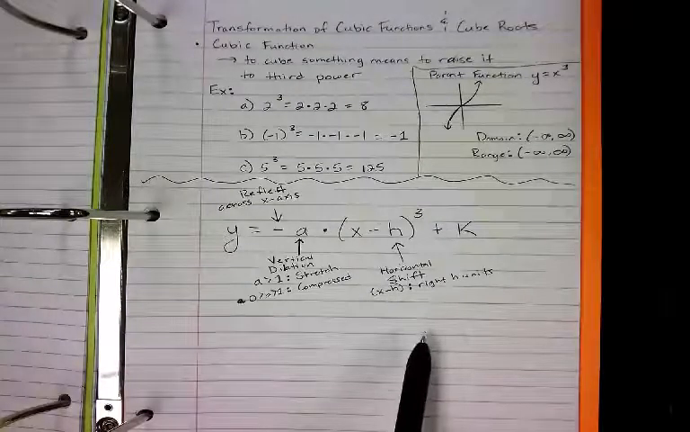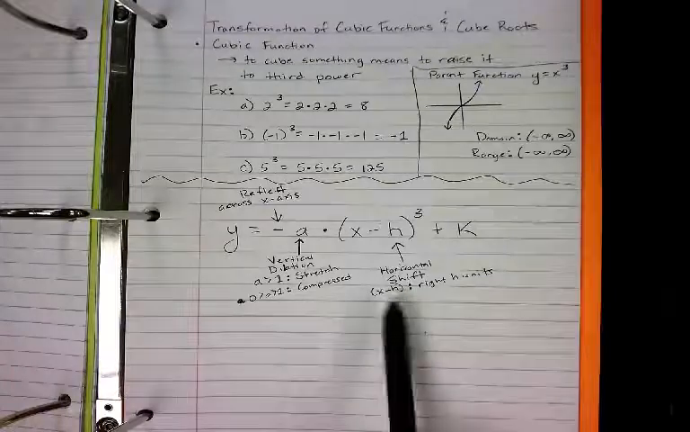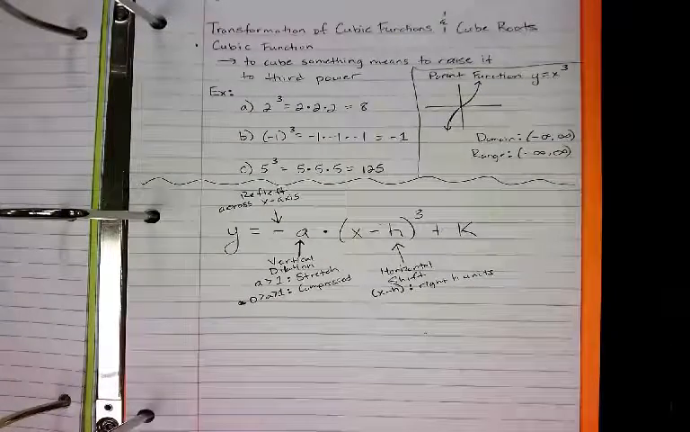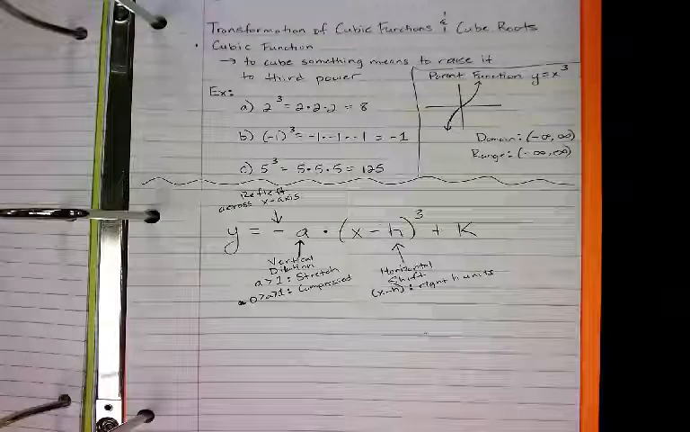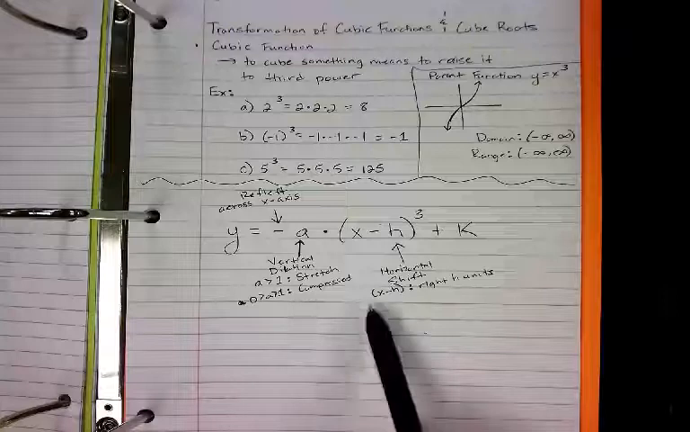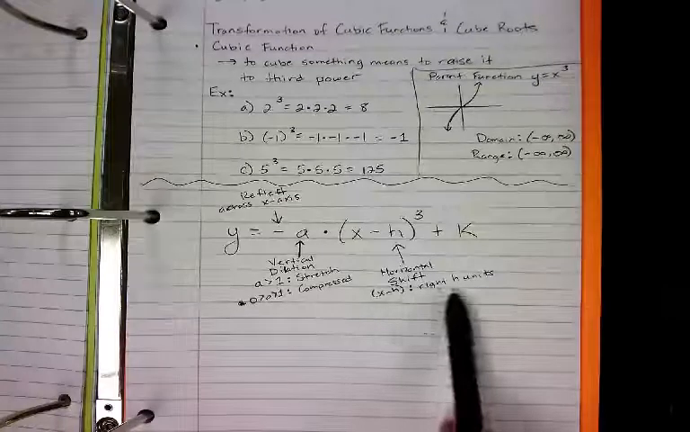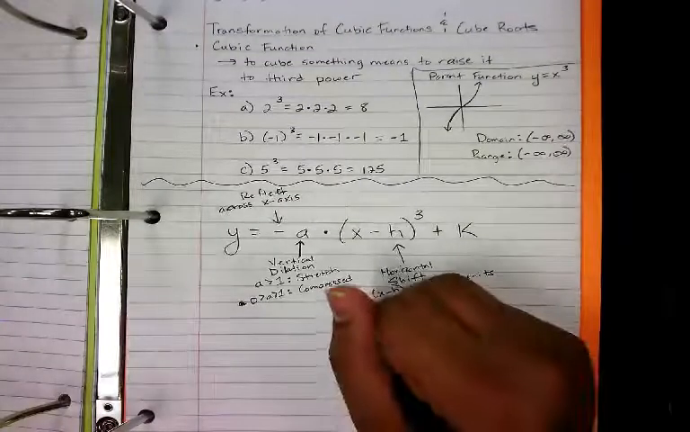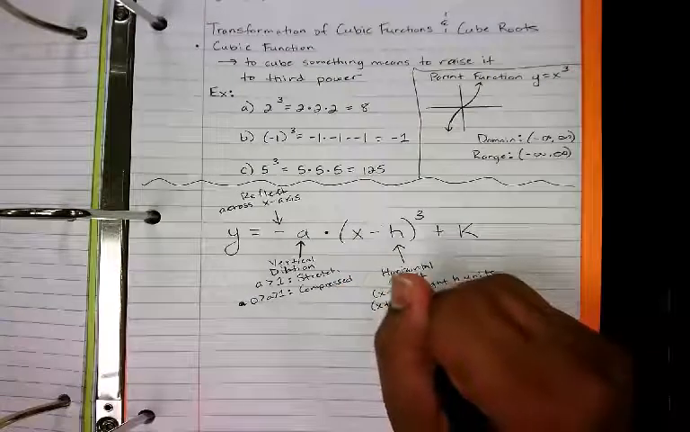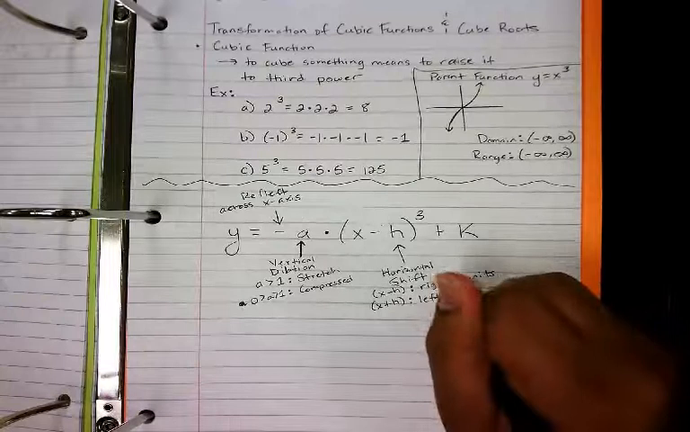This is the biggest part people get confused on, what's inside the parentheses. As with any transformation, like you talked about last week on the square root transformations, anything inside the square root is opposite. So x minus h is going to the right 5 units. If it is x plus h, you're moving to the left h units.